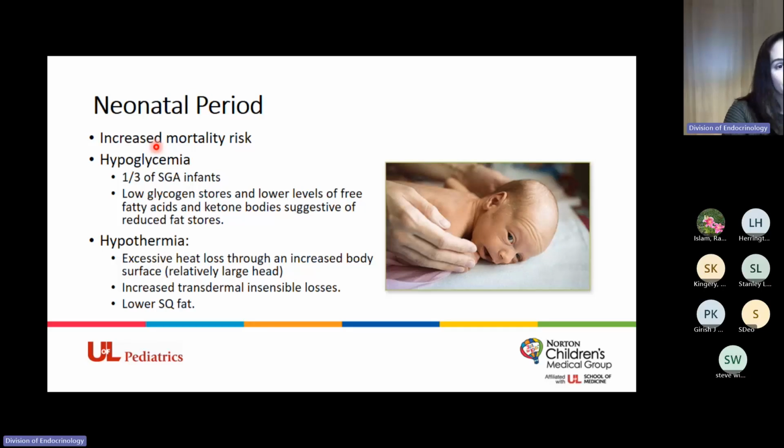Hypothermia is another issue that happens early on. They have a relatively large head, so they tend to lose heat easily through increased body surface. They also have increased transdermal insensible losses, and overall they have lower sub-Q fat, so they have more issues retaining that heat.